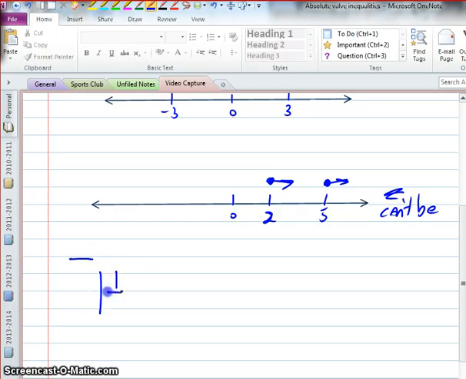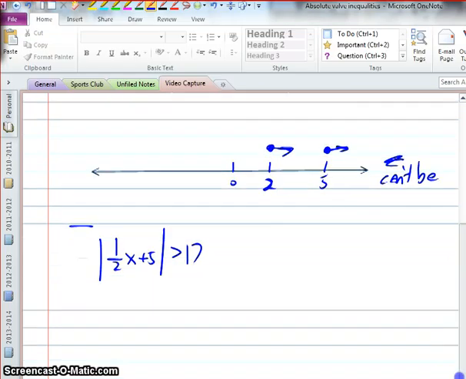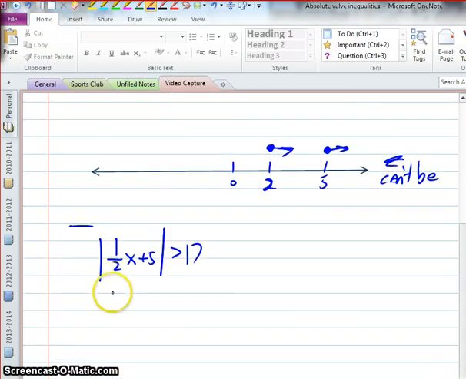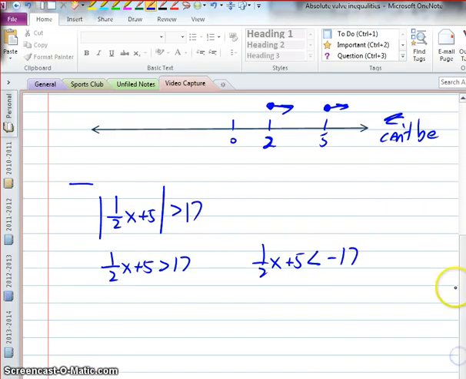Another example of that is 1/2 x plus 5 is greater than 17. So everything is in the absolute value bars on one side of the inequality by itself. That being said, we can make two separate equations. And the only difference between the two equations is that the inequality is going to be flipped, and the other number on the outside is going to go from positive to negative. Then you're going to solve like you do any other inequality.